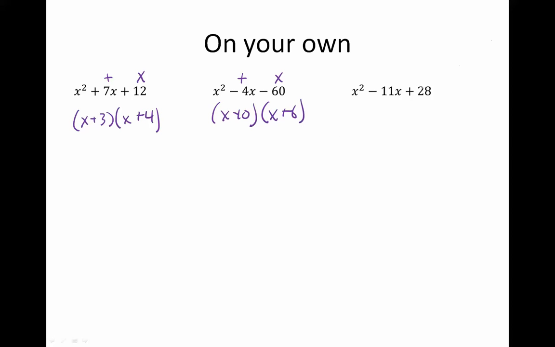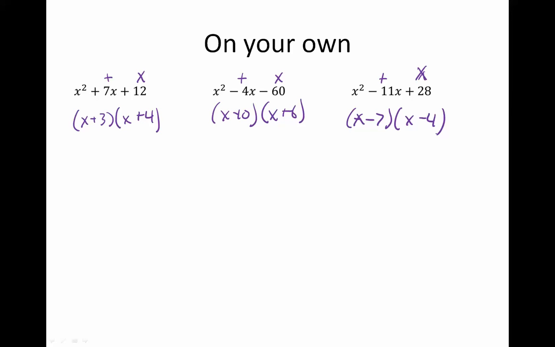And then finally, we're looking for things that multiply to be 28 and add to be negative 11. Let's see, I've got to take a little bit more time on this one. Oh, okay, I think I found it. It looks like that's going to be x minus 7 and x minus 4. So again, we're looking for what multiplies to be the third term and adds to be the middle term. Those are our factored solutions.